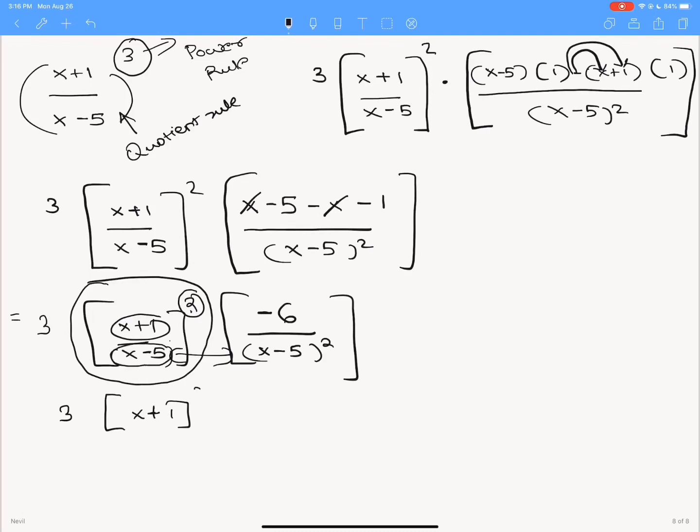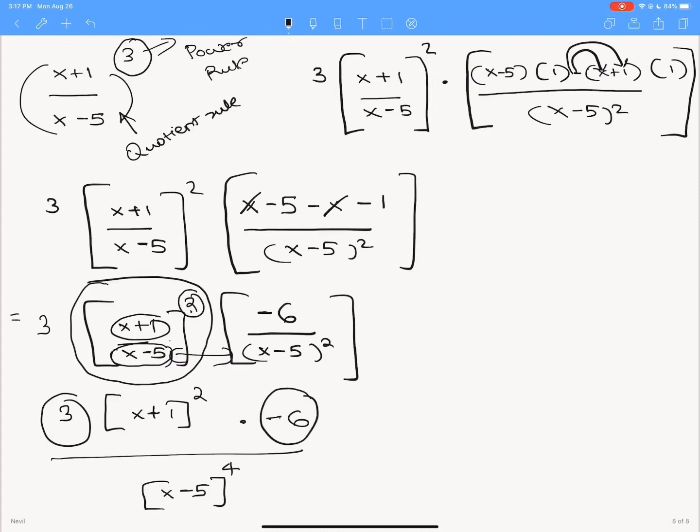So basically, this is 3 times x plus 1, the whole square, times negative 6, divided by these two x minus 5's put together, 2 plus 2 gives me 4. So x minus 5 raised to 4. And now you could multiply this 3 and this negative 6. That gives us negative 18 times x plus 1, the whole square, divided by x minus 5 raised to 4. And that should be your answer.